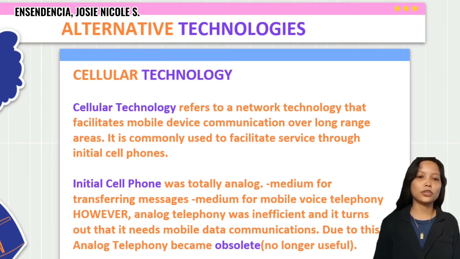Now let us talk about the initial cell phone. The initial cell phone was totally analog. Why? Because it became the medium for transferring messages from one person to another, which also makes it an analog carrier, for it also serves as a medium for mobile voice telephony. However, analog technology was inefficient and there was a need for mobile data communication. Due to this, analog cell technology quickly became obsolete, or no longer useful.